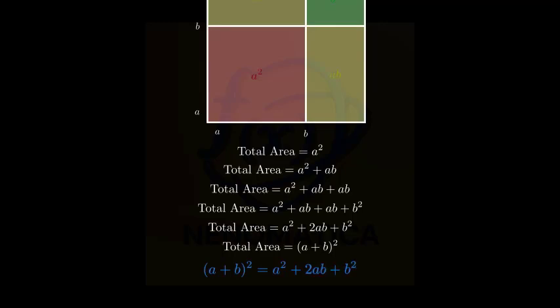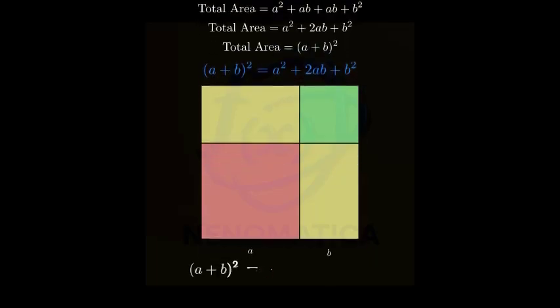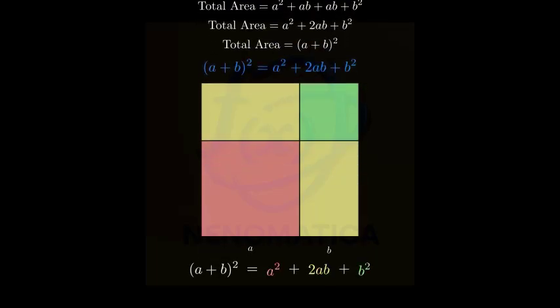Let's recreate the diagram shown in the problem. Here, we have a square with side length a plus b. It's divided into 4 regions: a squared in pink, 2 regions of ab in yellow, and b squared in green. The square identity is visualized by breaking down the large square into these 4 smaller regions. The total area can be written as either a plus b squared, which is the area of the whole square, or as the sum of the 4 regions: a squared plus 2ab plus b squared.